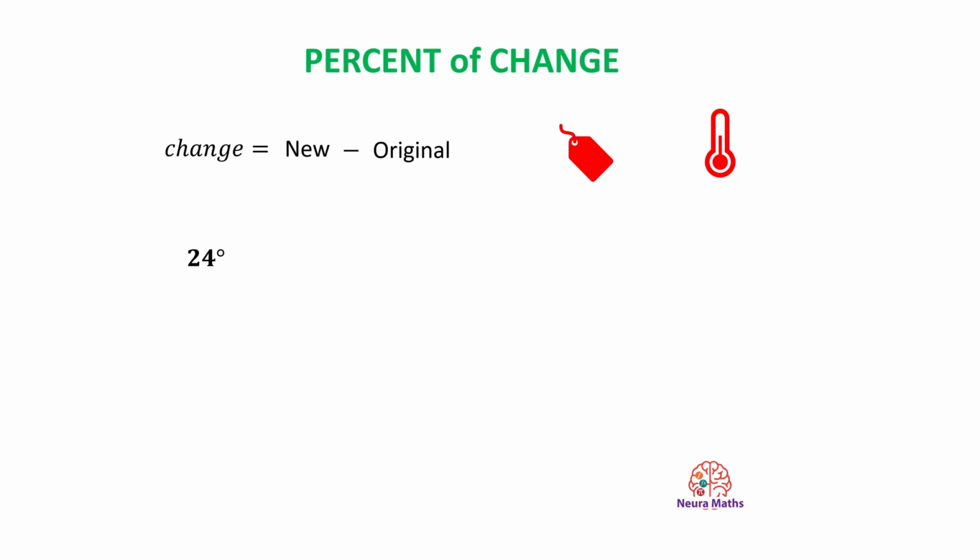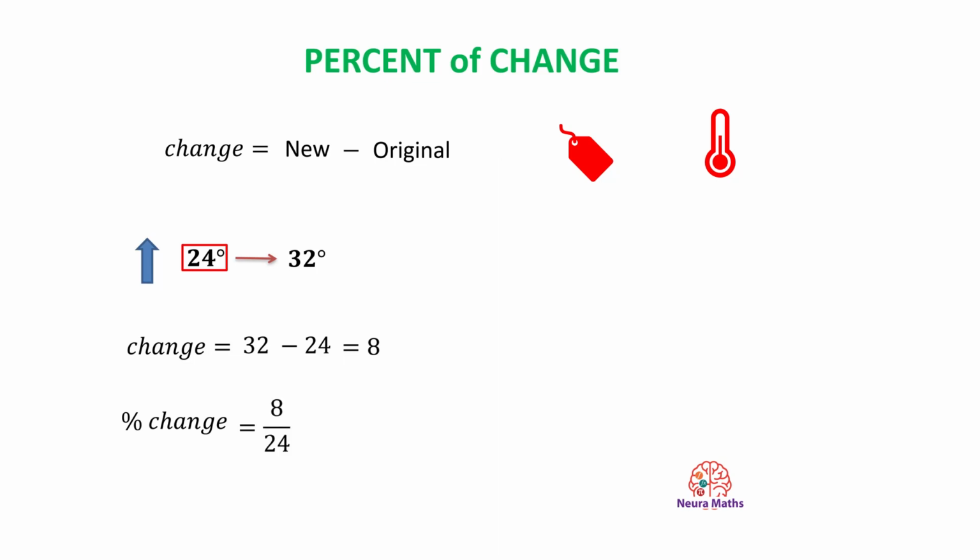For example, the temperature increases from 24 degrees to 32 degrees. How much is the temperature change? The change is 8 degrees. To express this change as a percent, we write it as a fraction of the original amount. This is to compare the increase to the original value. The fraction that represents this temperature change is 8 over 24.